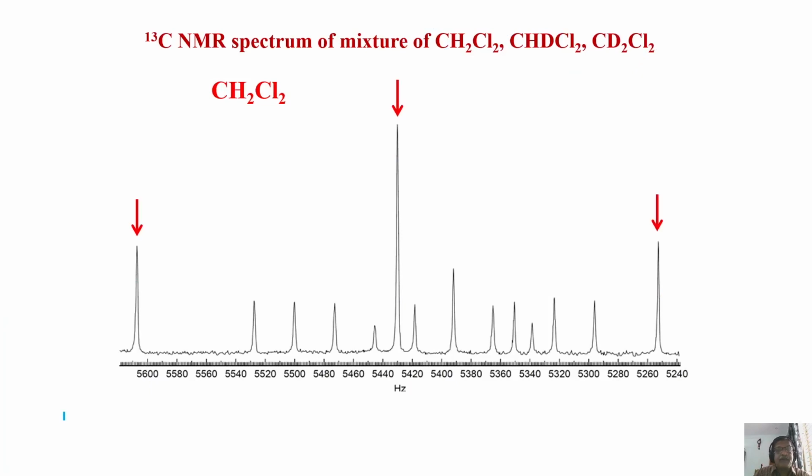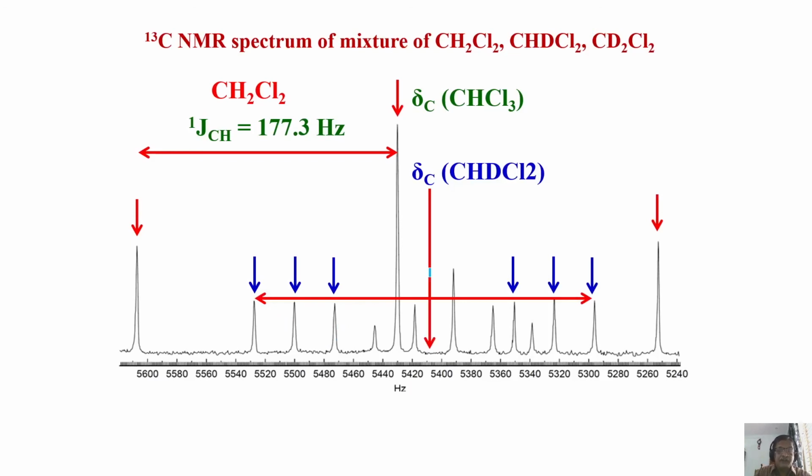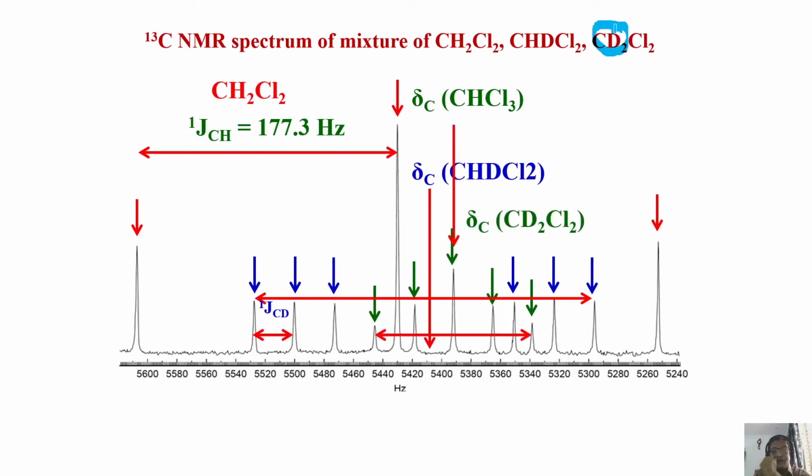First, CH2Cl2 is a triplet. This separation gives you the J coupling between carbon and proton, and this is the chemical shift. Second molecule, CHDCl2: first a large doublet because of proton coupling, and each line of the doublet is three lines because of deuterium coupling, and there is a shift from the center because of isotopic shift. Next molecule is CD2Cl2. It gives us a pentet because these two deuteriums are chemically equivalent. And if you see, this is also shifted by a certain amount.